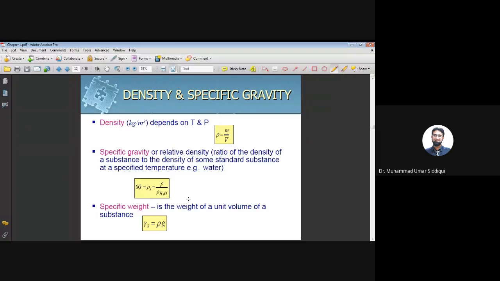Don't relate specific gravity like this. It does not mean gravity per unit mass. It means the ratio of the density of anything to the density of water. It compares the weight of that object with the weight of the water. Okay, tell me one thing. What would be the unit of specific gravity?